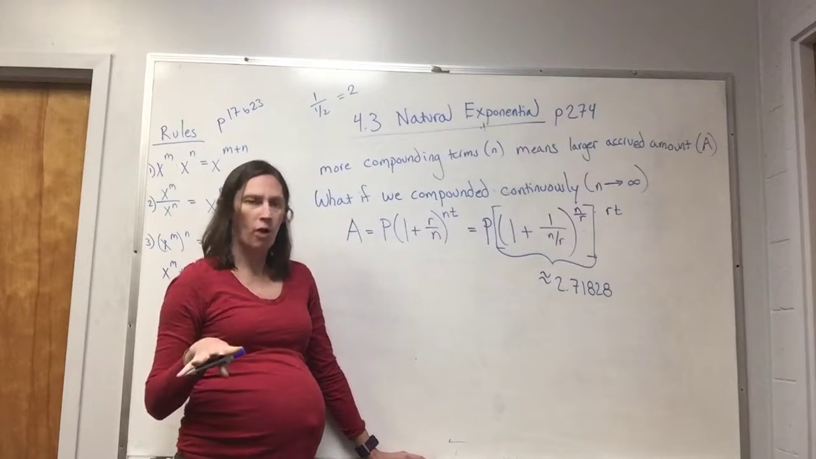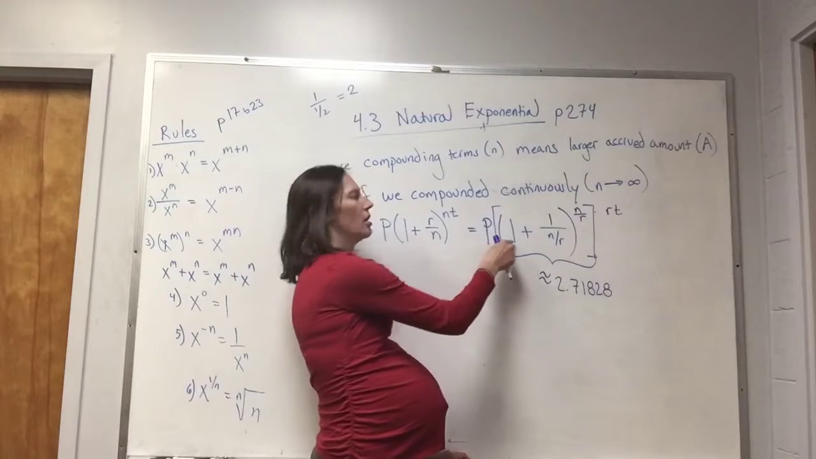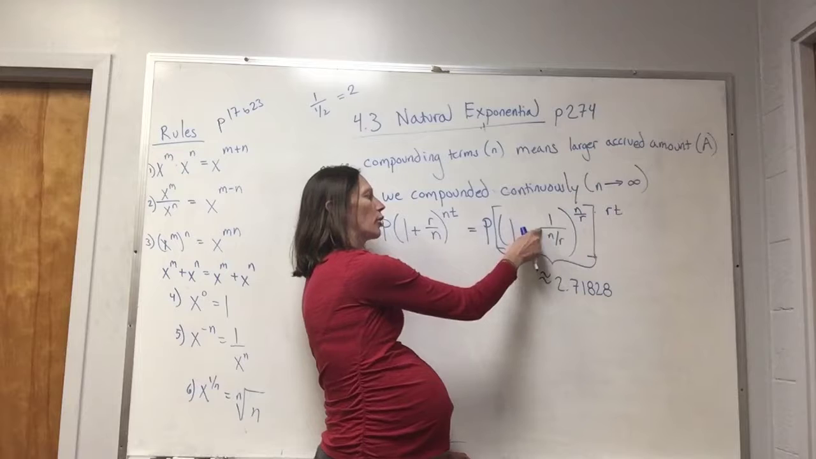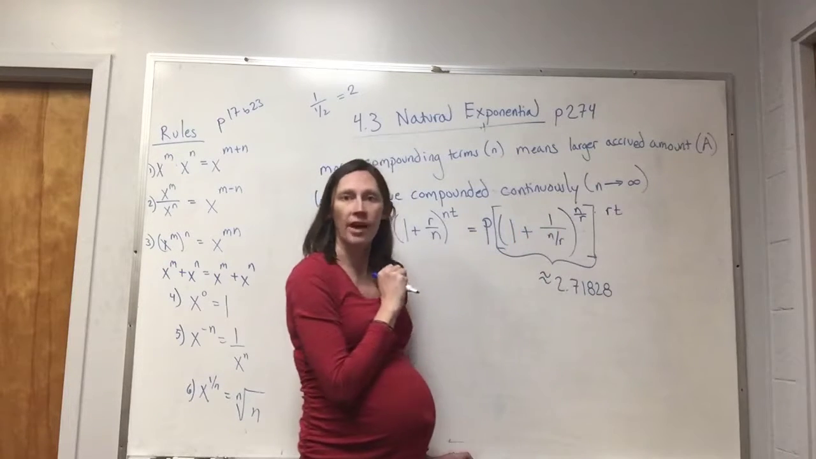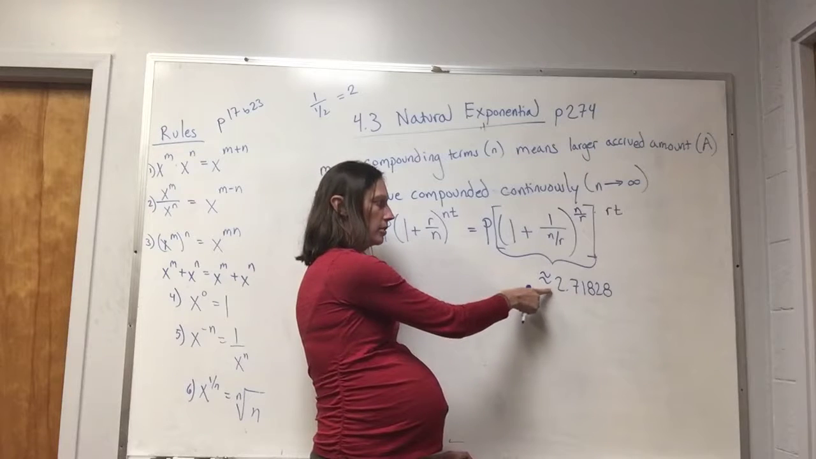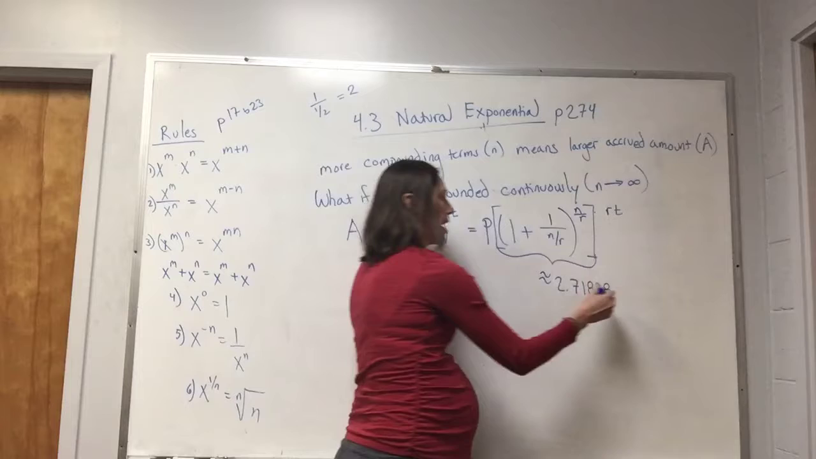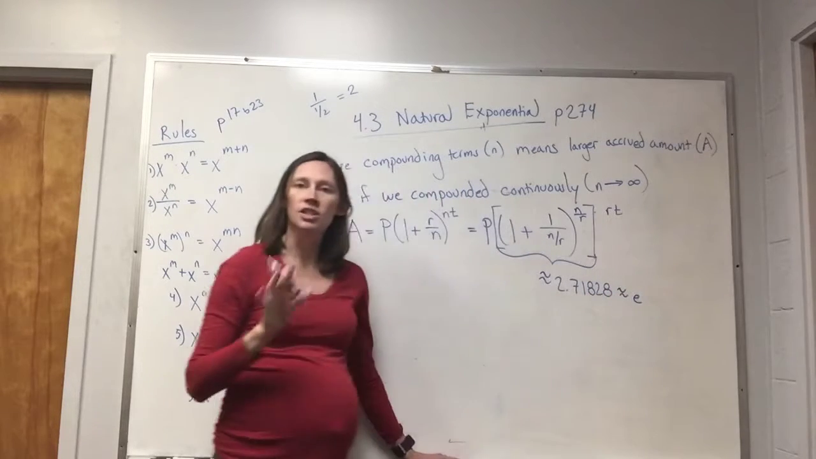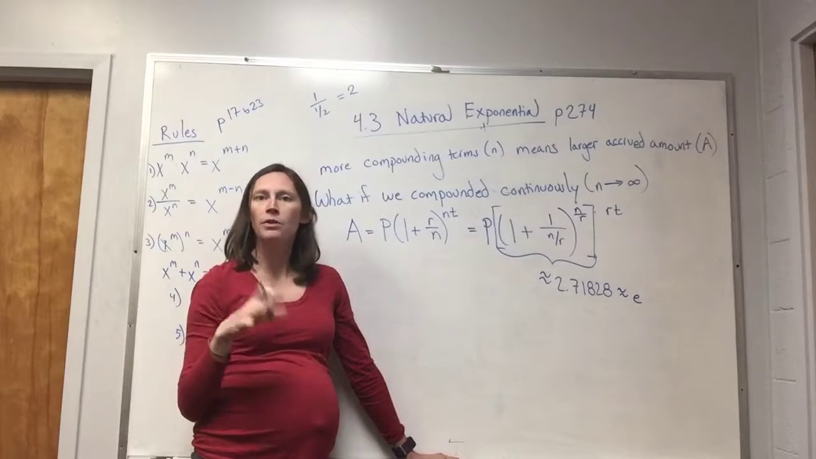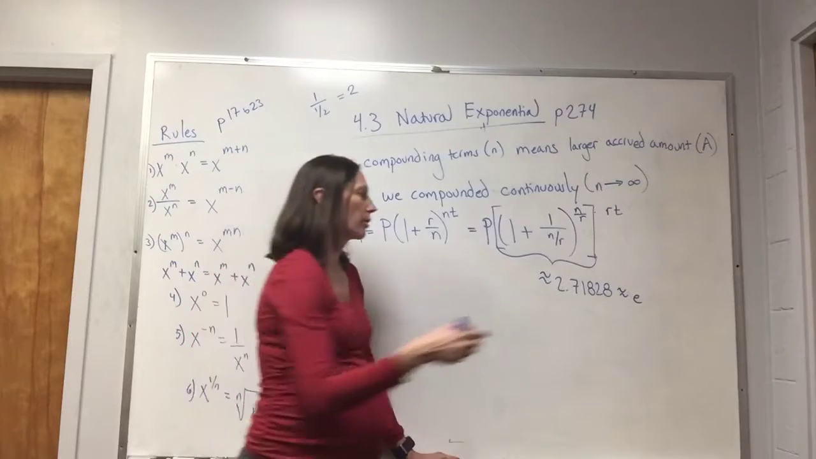I would take a moment, pause the video, and actually try to plug something in. Plug it into your calculator. What is 1 plus 1 over 10,000, all raised to the 10,000 power? You should get something about this. This is a very important number in math. This is the number e. Just like pi, it's one of those non-repeating, non-terminating decimals that becomes a very powerful tool, okay?